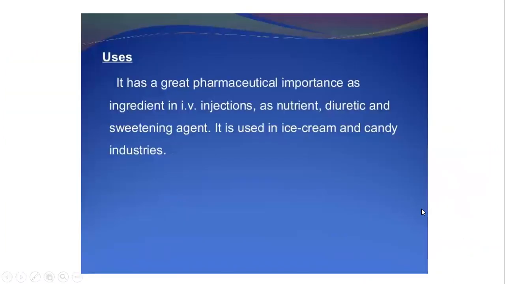Monosaccharides are used in the pharmaceutical industry, and so they have great importance in this industry to produce medicine, injections and nutrients. They are also used as sweetening agents, in the ice cream and candy industry, as well as in the confectionery industry.